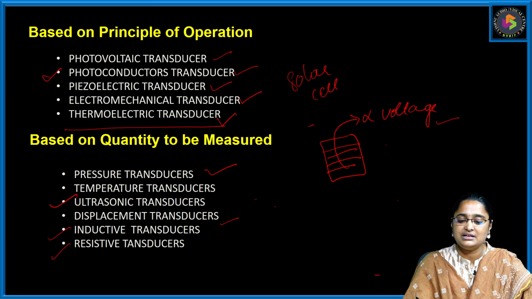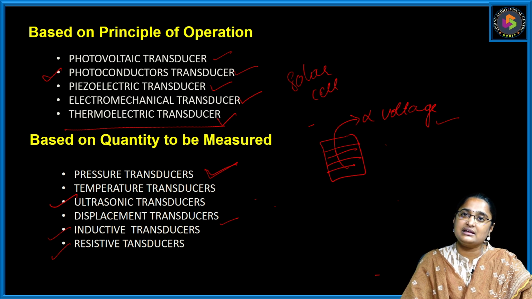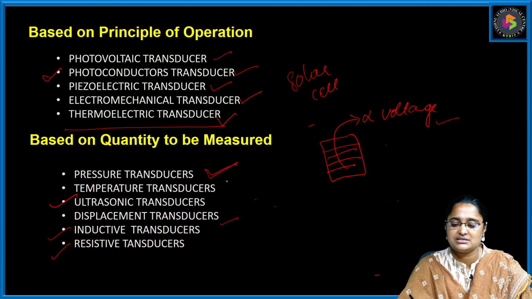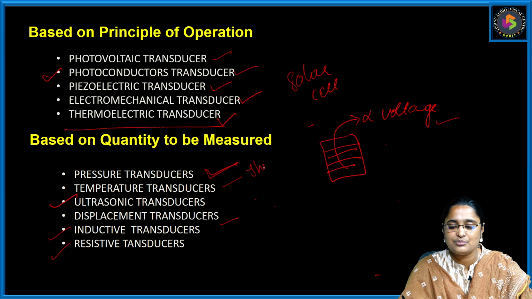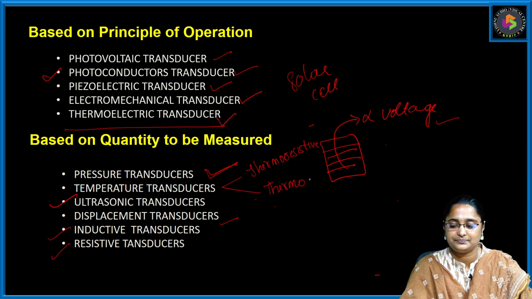For example, if you want to measure the pressure of anything, you will go for a pressure transducer. A pressure transducer takes in pressure as the input and gives you an electrical output. Then you have temperature transducers. These temperature transducers can be thermoresistive or thermoelectric.